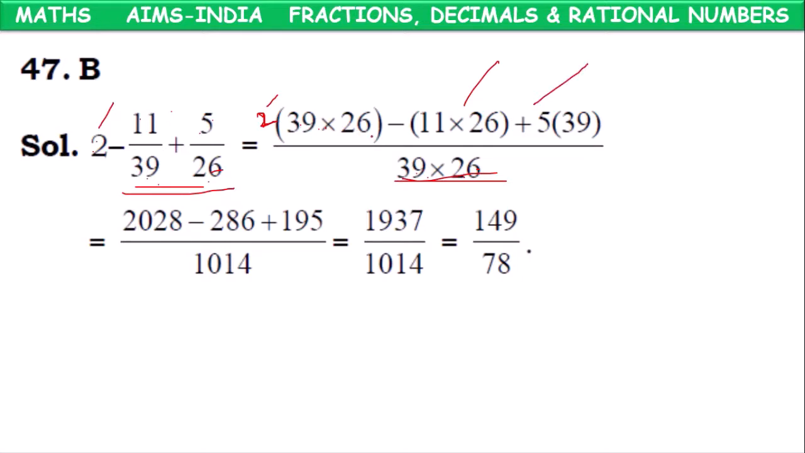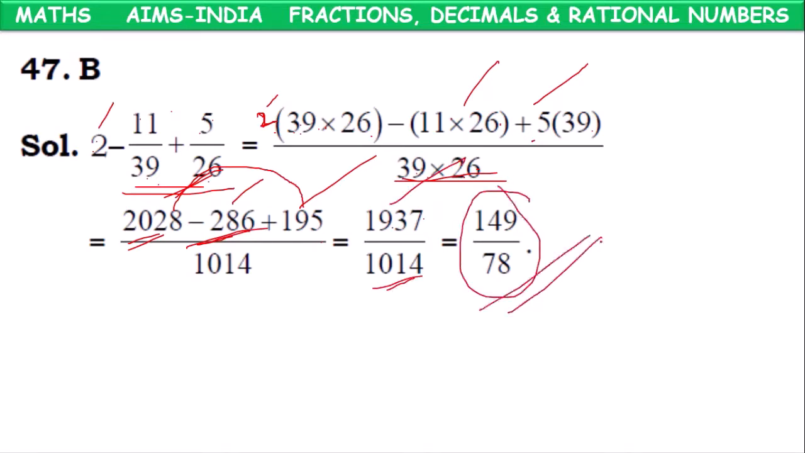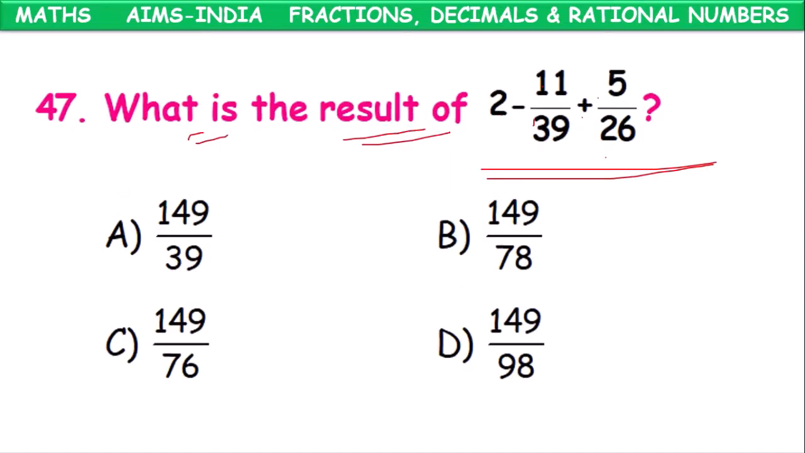So 26 into 39 into 2 approximately. If we do the product, 2028; 11 into 26, 286; 5 into 39, 195. If we add the positive numbers and remove the minus number, 1937 by 1014. After cancellation, 149 by 78.